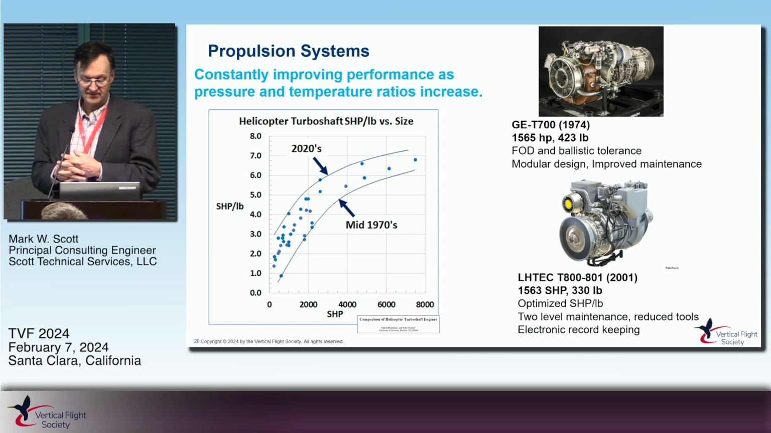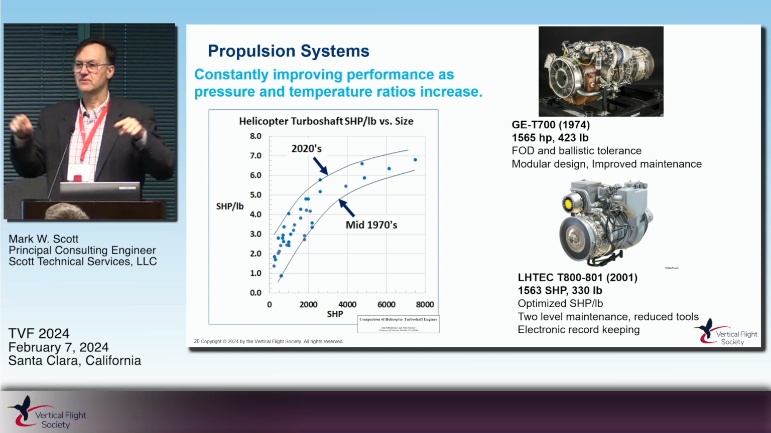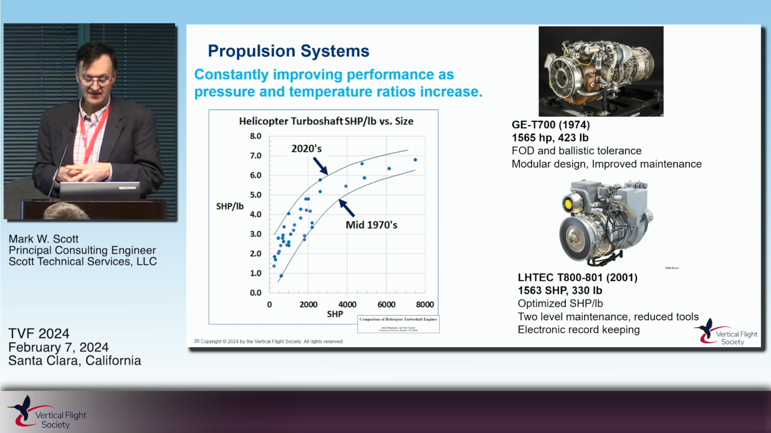So, many years later, same horsepower, look at the weight, 330 pounds, much lower, designed for a very high power to weight ratio. And even better maintenance, what they call two-level maintenance. There's a whole thing about reduced tools. I remember at Sikorsky, they had a picture of all the tools you're allowed to use, and that was on the board only that big. So they're really going after the maintenance and then the beginning of electronic record keeping. So that's just one example of many engines across the industry that have gotten better and better over time.